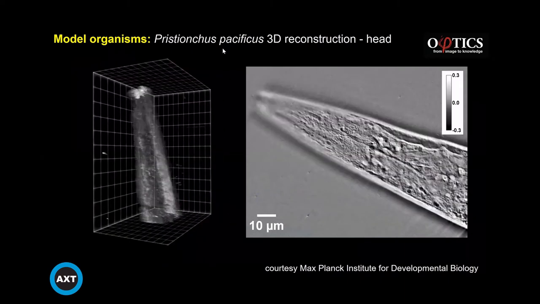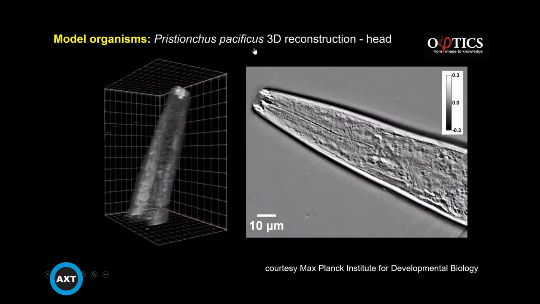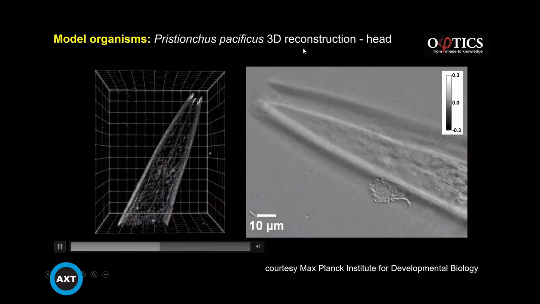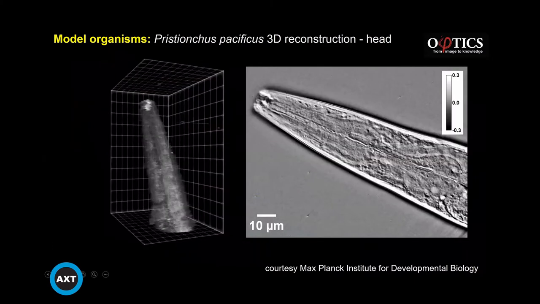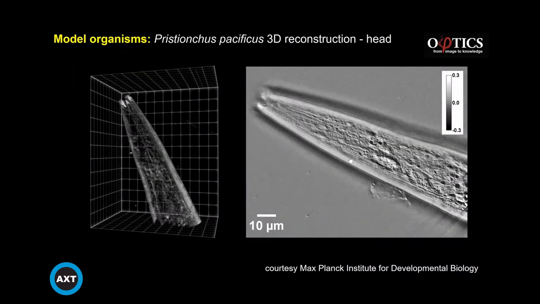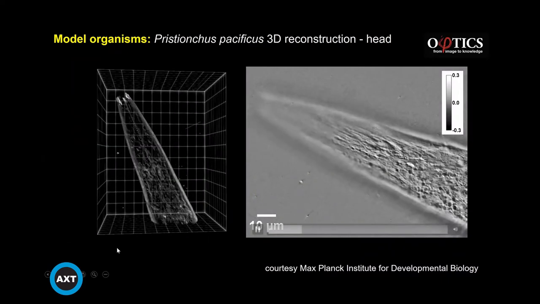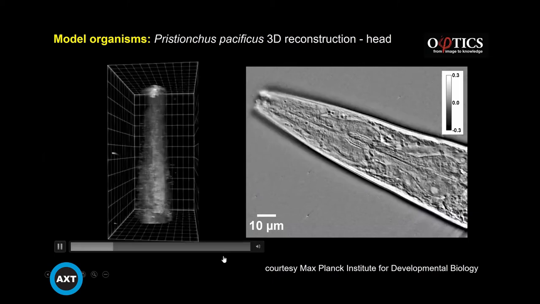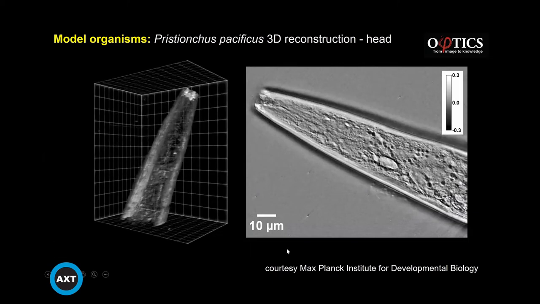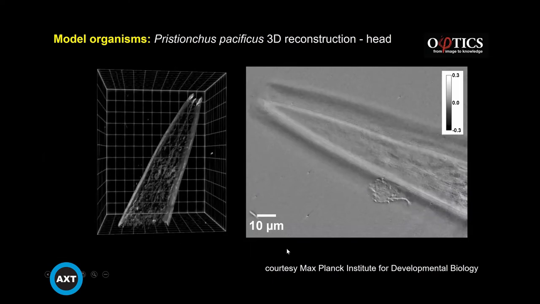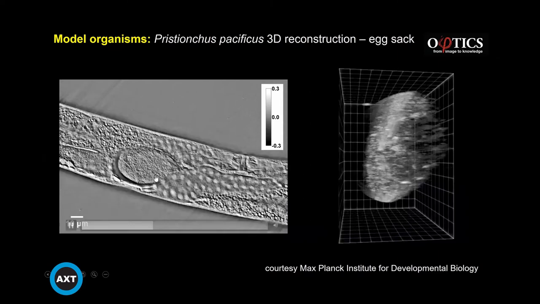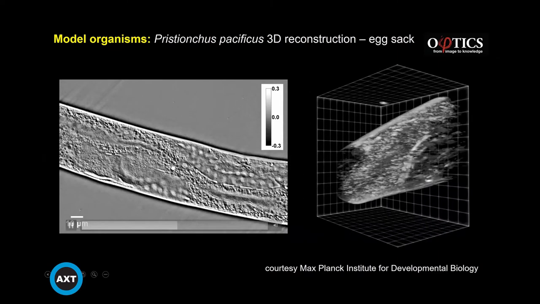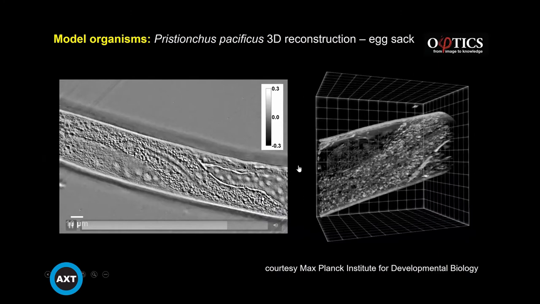A relative of C. elegans, Pristionchus pacificus, this was a sample from the Max Planck Institute for Developmental Biology. Z-stacking through a live specimen allows you to reconstruct its 3D structure and notice features of interest. Same thing with the midsection of the worm with its reproductive organs.